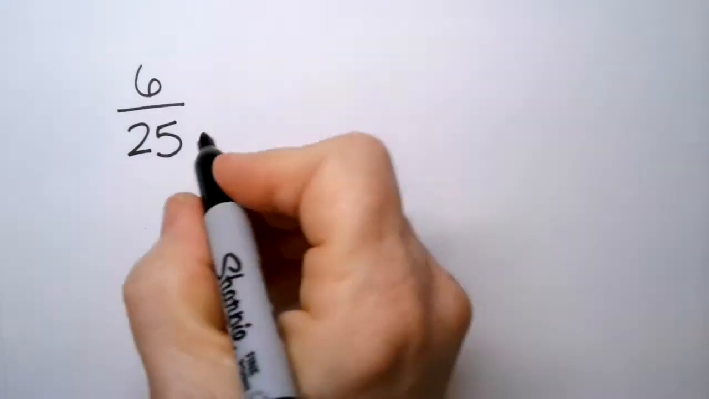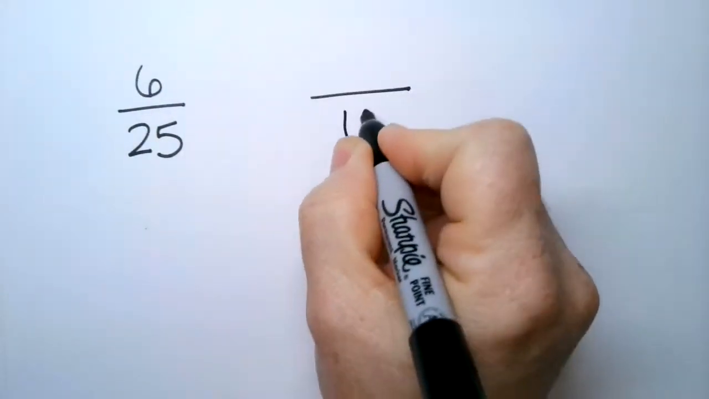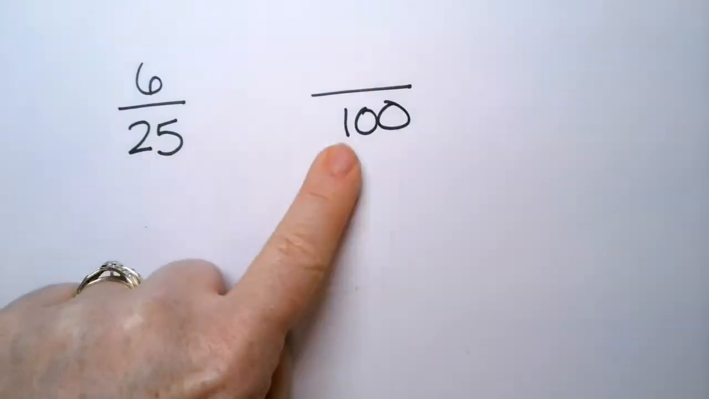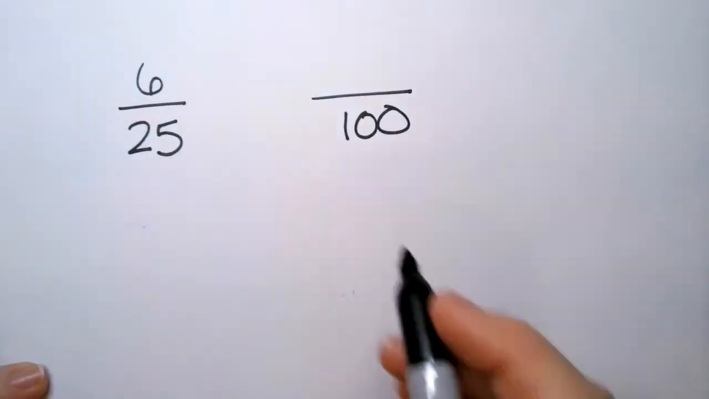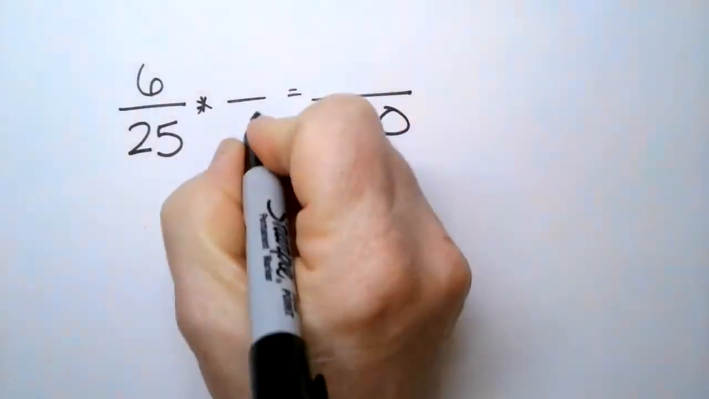Okay, now, what do I need to multiply the bottom by to get to 100? What do I multiply the 25 by to get to 100? You can show me with your hands, those of you who've got your videos on. Yep, what do you think? What do I have to multiply? 4, right? That's not a hard one, good.